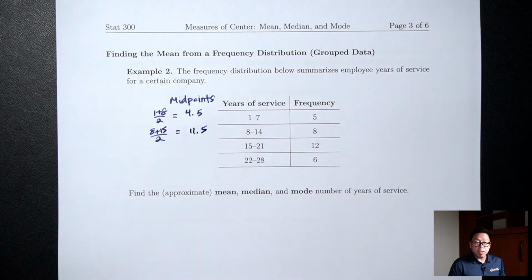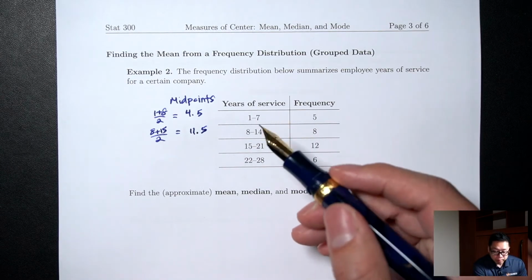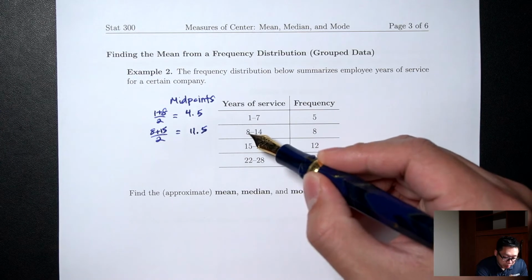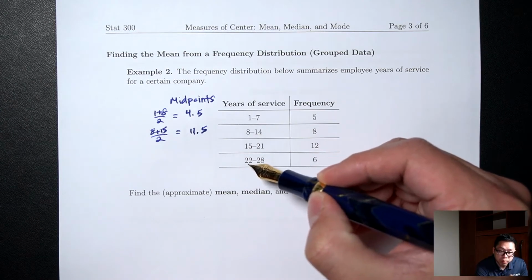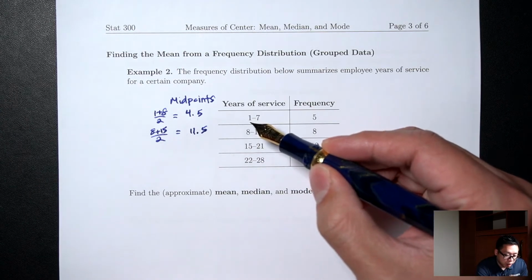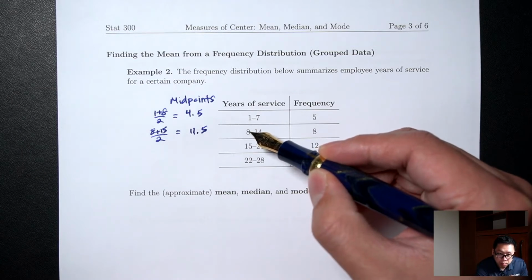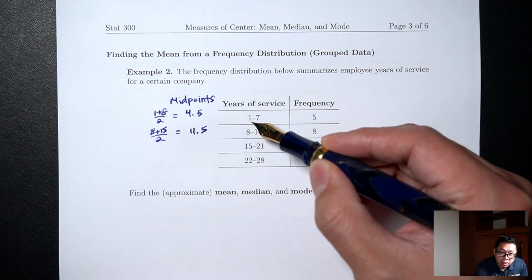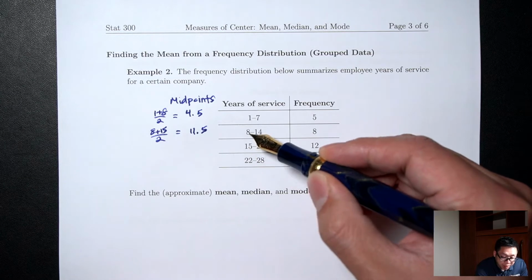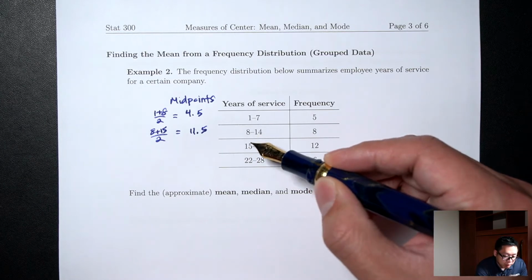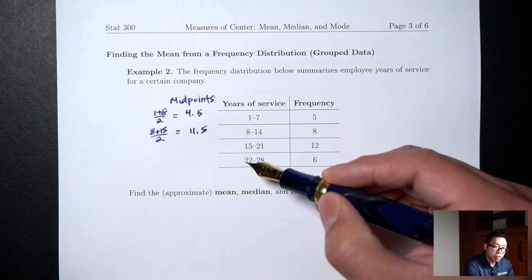Now let me remind you the shortcut for getting the rest of the midpoints. Find a class width. Okay, look at my lowers. 1 to 8, 8 to 15, 15 to 22. How much are these numbers going up by? So 1 to 8, that's going up by how much? 7, right? So you can just say 8 minus 1, that's 7. You can do 15 minus 8, that's 7. So all my lower numbers are going up by 7.